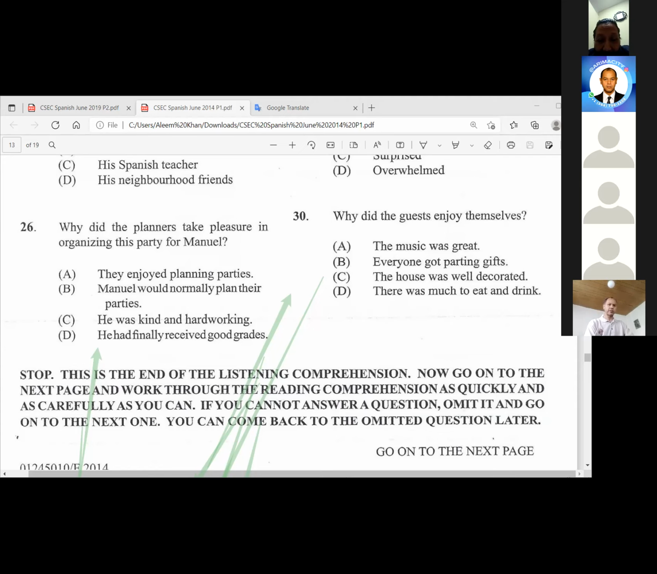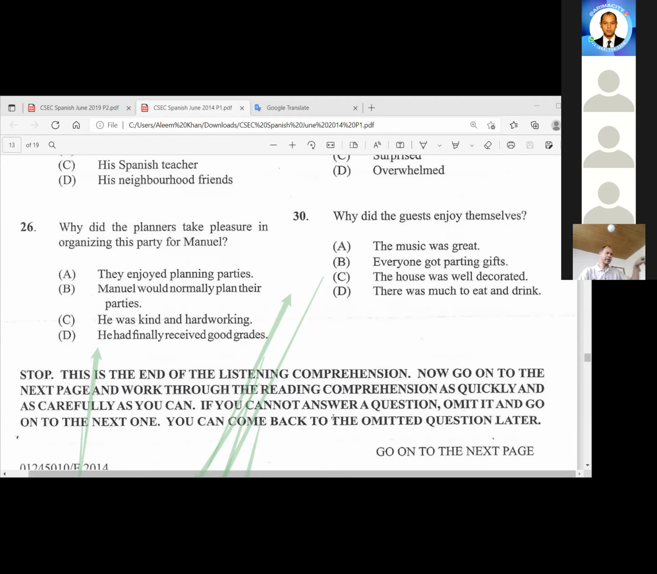A todos se les dio regalos de despedida. Despedida. A todos se les dio regalos de despedida. ¿Cómo se llama esa bolsita que se le da a los niños cuando se van de la fiesta? Cotillón. No sé en inglés, pero en Venezuela le decimos cotillón. Cotillón, ok. A todos se les dio regalos de despedida.